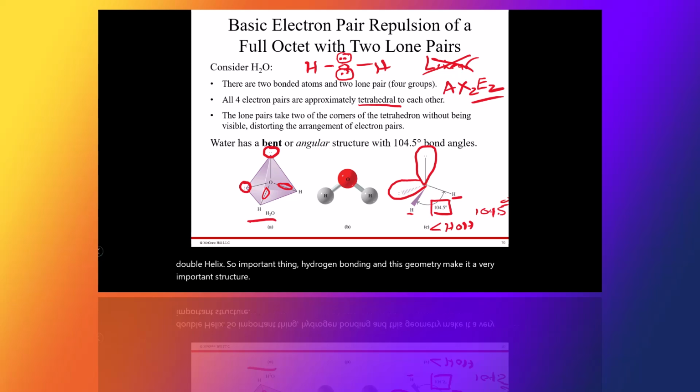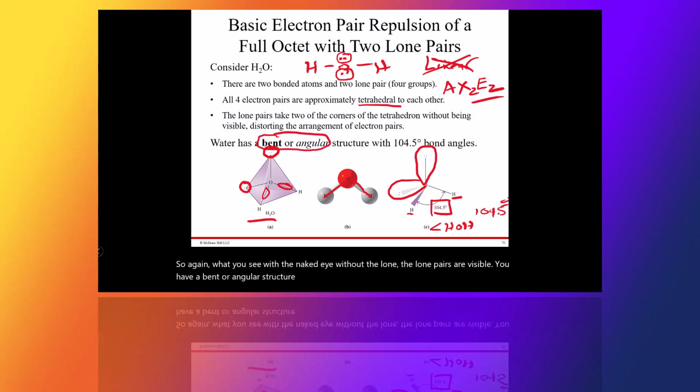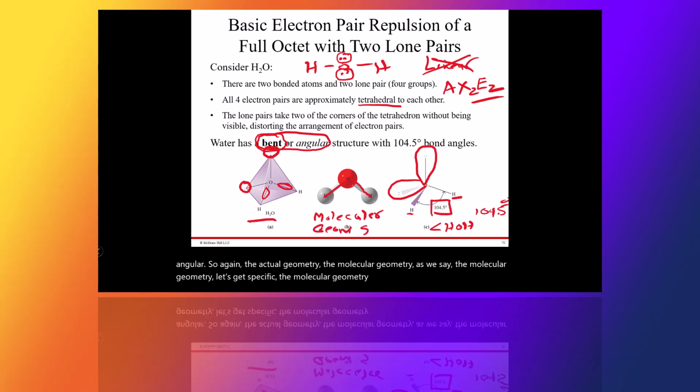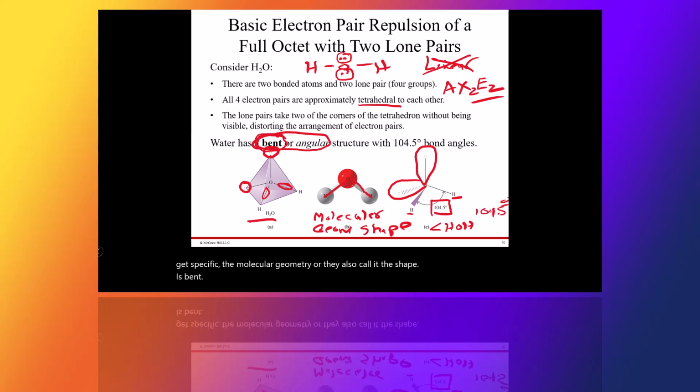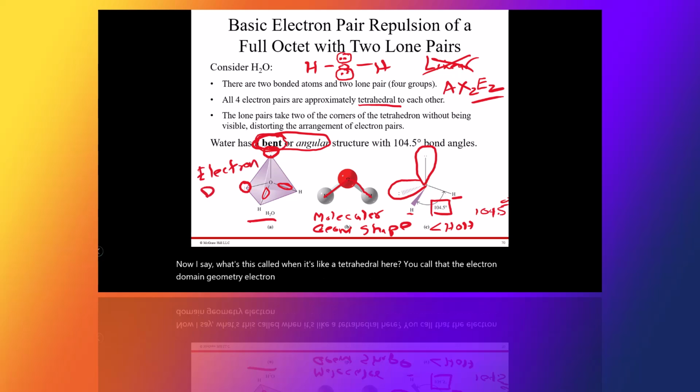So again, what you see with the naked eye, without the lone pairs, which are invisible, you have a bent or angular structure. We're going to use the word bent in this class, but bent or angular. So again, the actual geometry, the molecular geometry, let's get specific. The molecular geometry, or they also call it the shape, is bent. Now you say, what's this called when it's tetrahedral here? You call that the electron domain geometry. Electron domain, or ED for short.